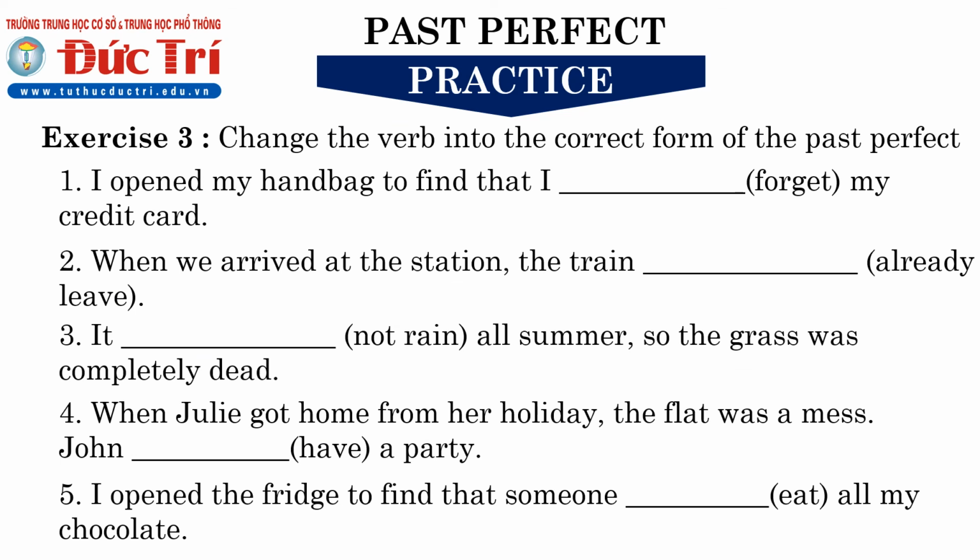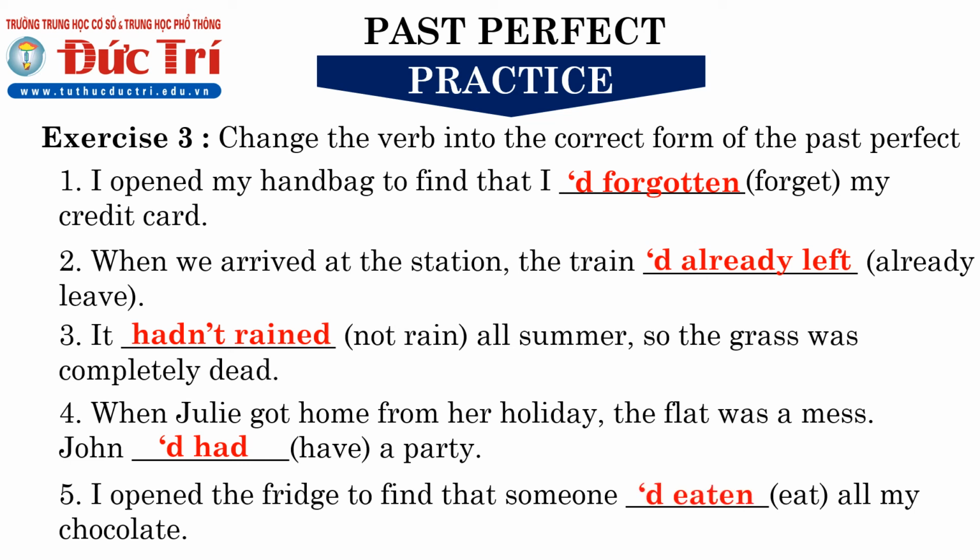Let's do exercise. You change the verb into the correct form of the past perfect. Number 1. I've forgotten. You must be careful of the past participle because we have the regular and irregular verb. Number 2. When we arrived at the station, the train had already left. It hadn't rained all summer. John had had a party. Someone had eaten all my chocolate.